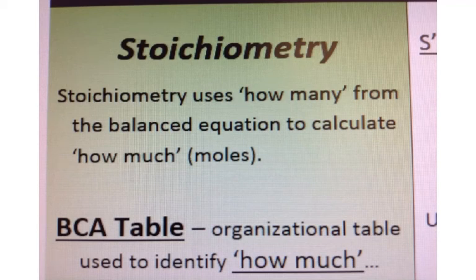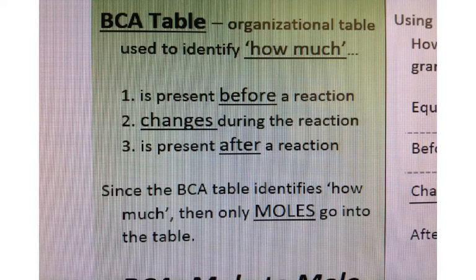All right, tonight what we're going to be talking about is stoichiometry. Stoichiometry is basically the conversion from one reactant or product to figure out how much of another reactant or product you could make. So what we're going to do is use this thing called a BCA chart.